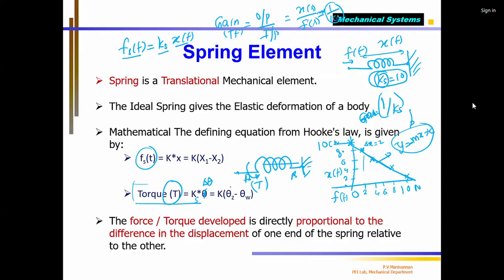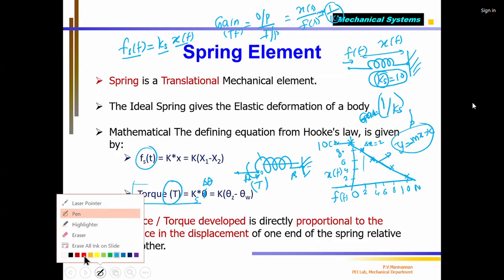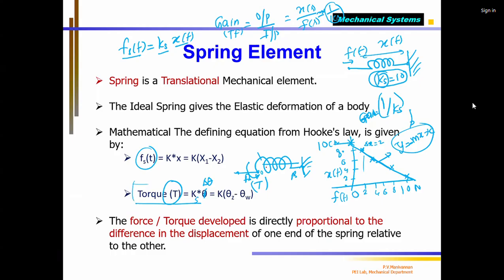Correct? Initially this spring was at, see, we know that the 360 rotation means this is 0 degree. I apply a torque, say for example 5 Newton. It twisted by say 60 degree. Correct? This end has come to this one. So automatically the coil will get compressed. Correct? Then it will get compressed.